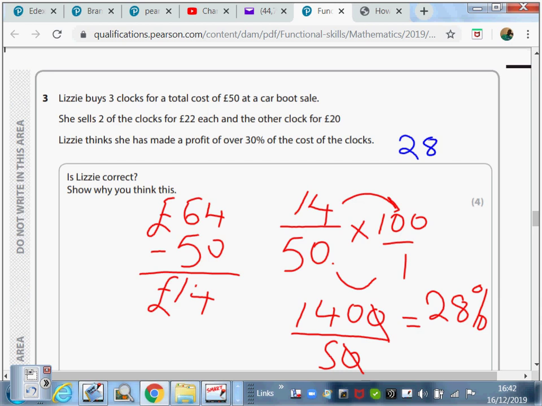So we see that 28% is actually less than 30%. So Sarah is totally wrong, or Lizzie is totally wrong. She hasn't made a profit. This is how you conclude on such a question.